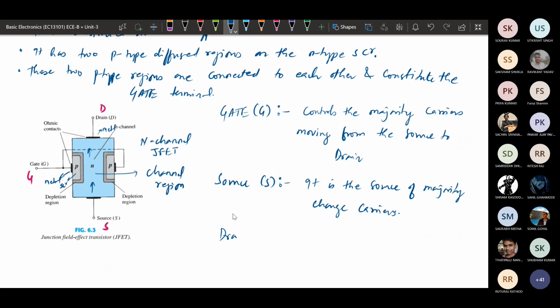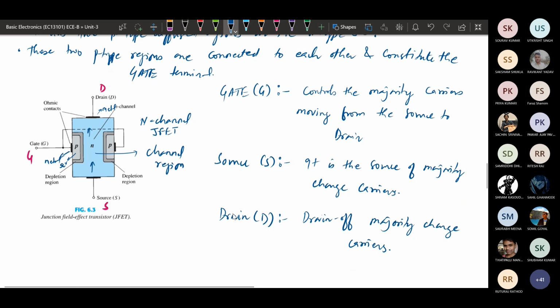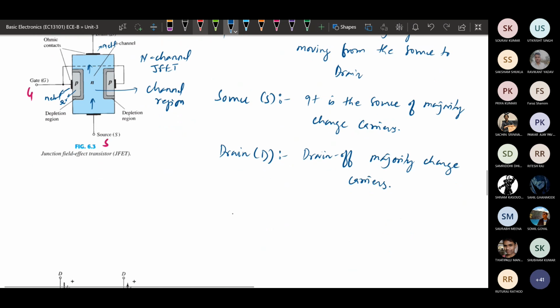And the drain region. The role of the drain region is to drain off whatever charge carriers reach the drain terminal, that is, the majority charge carriers. And this is the channel region. So this is your channel region.